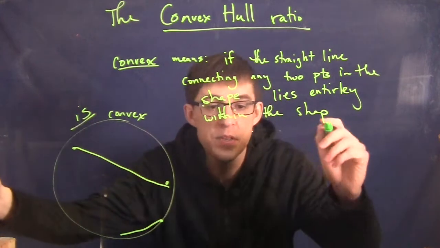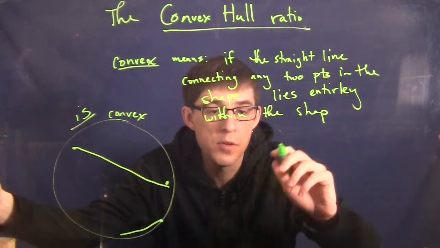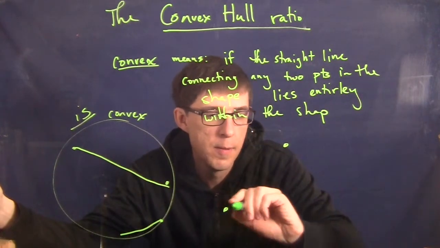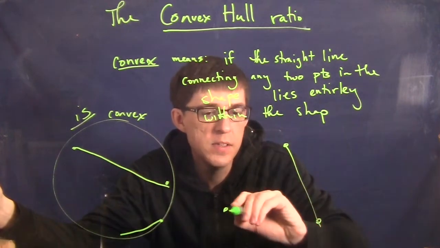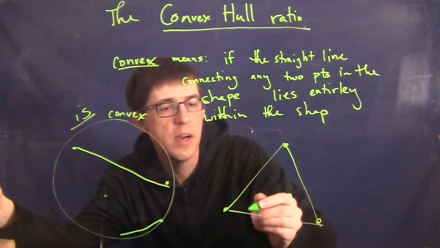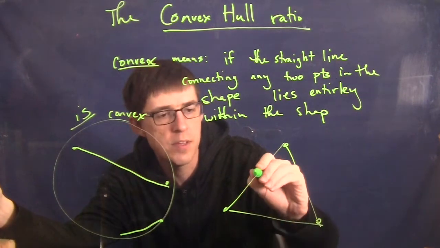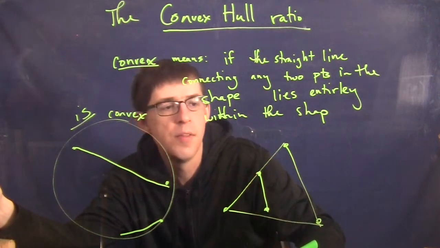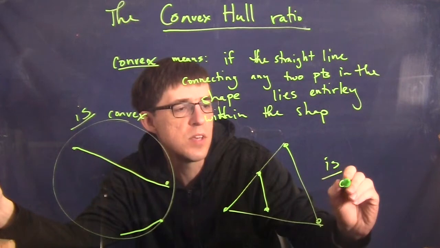This is also true of all regular polygons. For instance, a triangle is convex. Again, if I take any 2 points in the triangle, they could be on the border or anywhere on the inside, the line between those 2 points is inside the triangle. So this one also is convex.